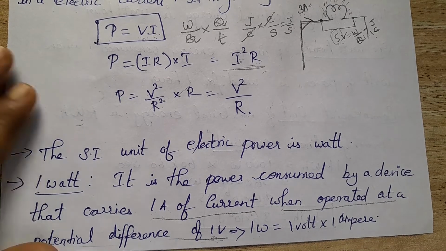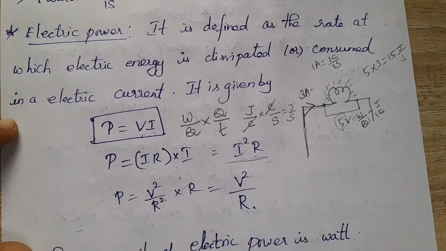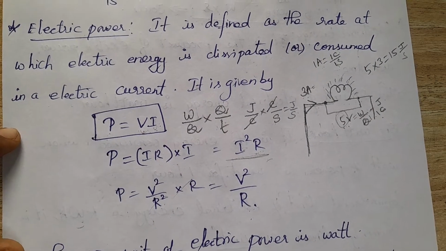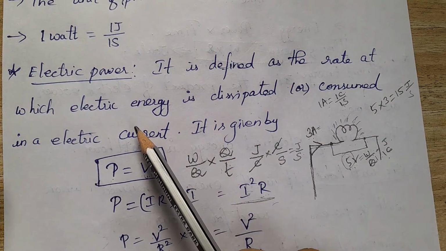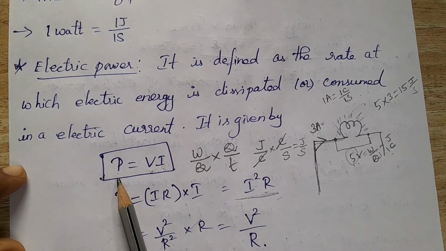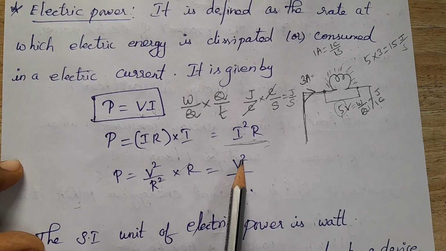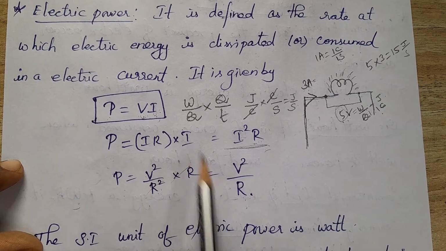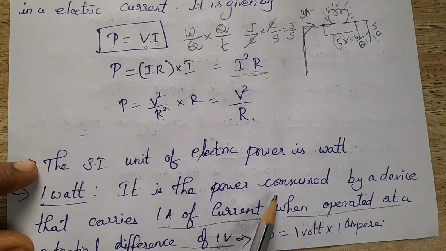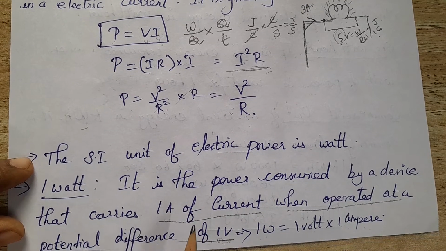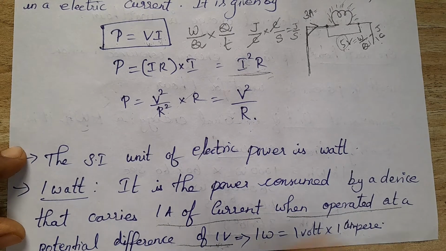Clear? If you are thorough with this basic formula of power, then you can rewrite it in terms of electric energy. So what have we learned? Electric power is nothing but the rate at which electric energy is dissipated or consumed. So P equals VI, or P equals I square R, or P equals V square by R. Based on the given values, you can use any of these formulas. The SI unit of electric power is watt. 1 watt is the power consumed by a device that carries 1 amp of current when operated at a potential difference of 1 volt. Clear?